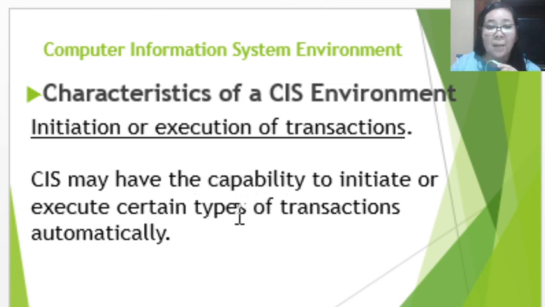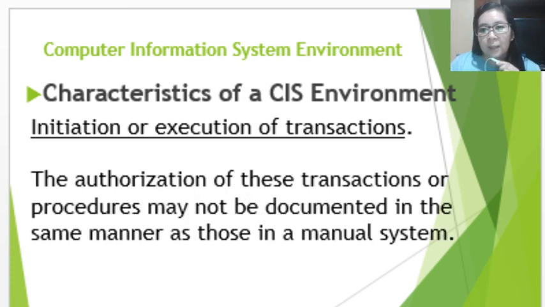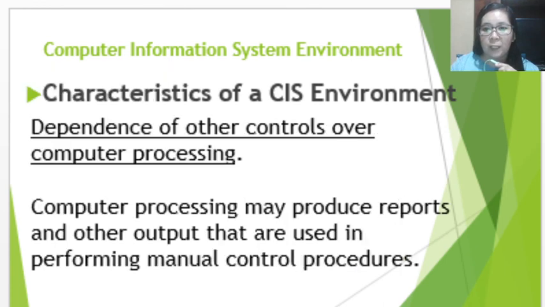Another characteristic is initiation or execution of transactions. CIS may have the capability to initiate, as mentioned earlier, or execute certain types of transactions automatically, especially if it is made online real time. So the authorization of these transactions or procedures may not be documented in the same manner as those in the manual system. This is where the audit trail is lacking, or no audit trail exists, because of such initiation and execution.